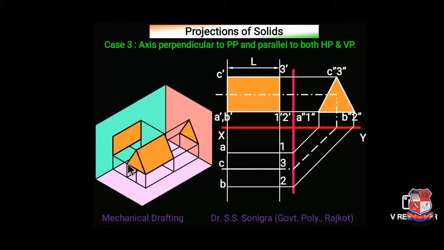So if you look from the top, point C would be here, in the middle between A and B. Here is A, B and C, right? So C3 is this one, and this is the top view of the given solid. So this is the front view, and this is the top view. I hope it's clear to you.